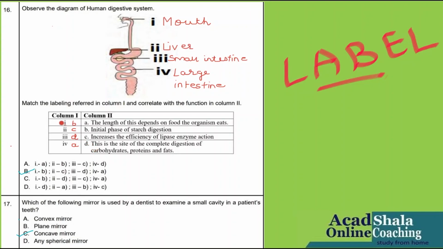So the first one goes with the best option as B. So that means the first is mouth and the most appropriate matching goes with B, that is the initial phase of starch digestion. So I write it over B. The second one, the liver, goes with C, increases the efficiency of lipase enzyme action. Same is the third, small intestine goes appropriately with D. That means this is the site of complete digestion of carbohydrates, proteins and fats. And the fourth one is A, the length of this depends on the food the organism eats. Okay, according to my knowledge, I have matched it very nicely.